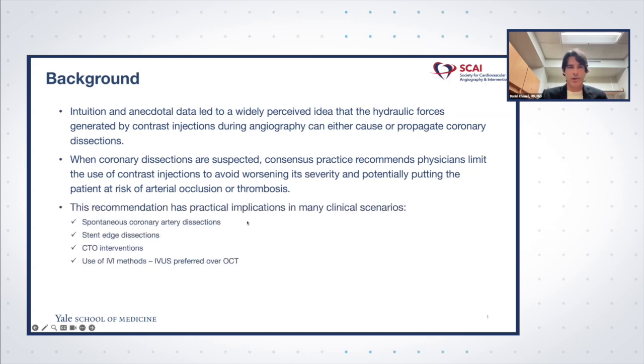And that recommendation has practical implications in many clinical scenarios, such as spontaneous coronary artery dissections, or when you're suspecting a stent edge dissection, or when dealing with CTO interventions, or when you're set to use an intravascular imaging and you're concerned about the potential existence of a dissection. There is some consensus that IVUS would be a preferred imaging method over OCT because you don't need to inject.